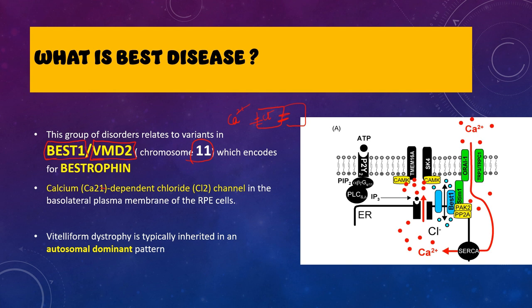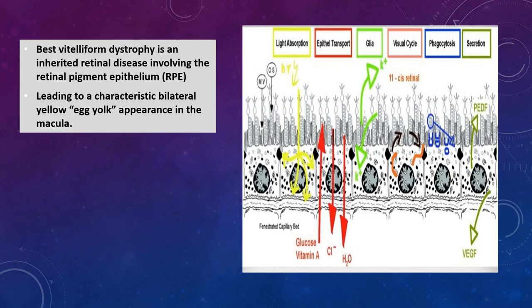Another important aspect that you should know regarding the inheritance of Best disease is that it is inherited in an autosomal dominant pattern. What does it mean? It means that even if one of the parents has the disease, the child can inherit the disease from that one parent. So that is called an autosomal dominant inheritance.